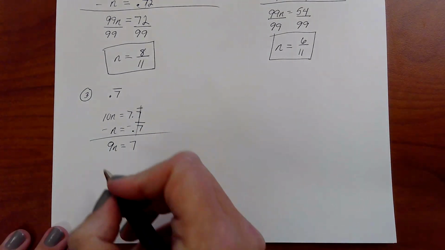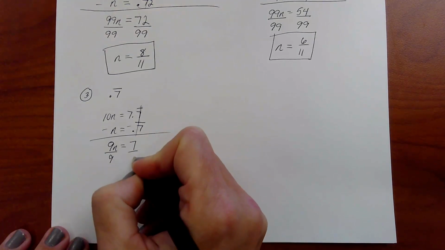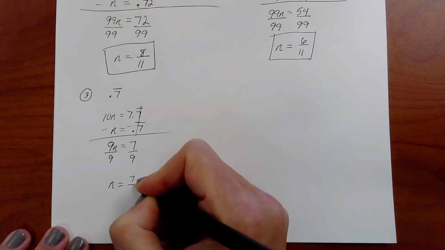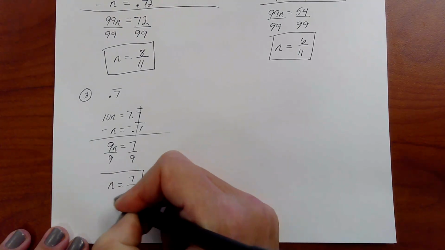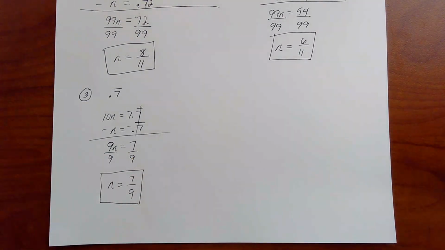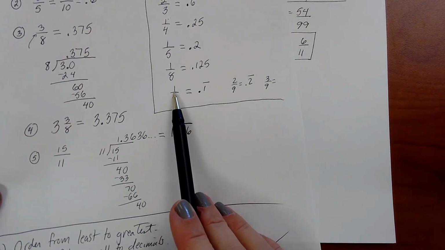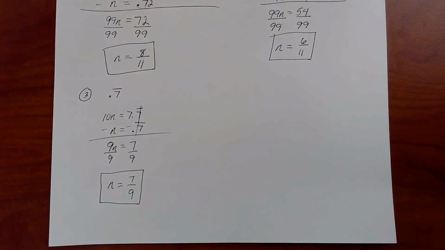Oh, we should have known this from earlier. Divide by the 9. Can I reduce this at all? No. 7/9. We should have known that. Remember I was talking about the 9s over here? Right? We should have known 0.7 repeating is going to be 7/9, and that's what we got.